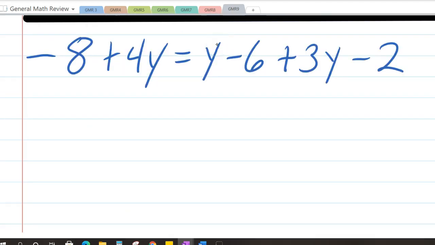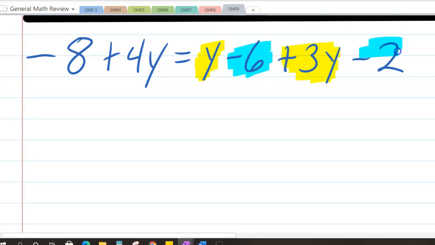Here's our next problem. Again, we need to try to combine like terms first. On the left-hand side, I have no like terms. On the right-hand side, I have a y and I have a 3y. I also have a -6 and a -2. So we're going to combine like terms.